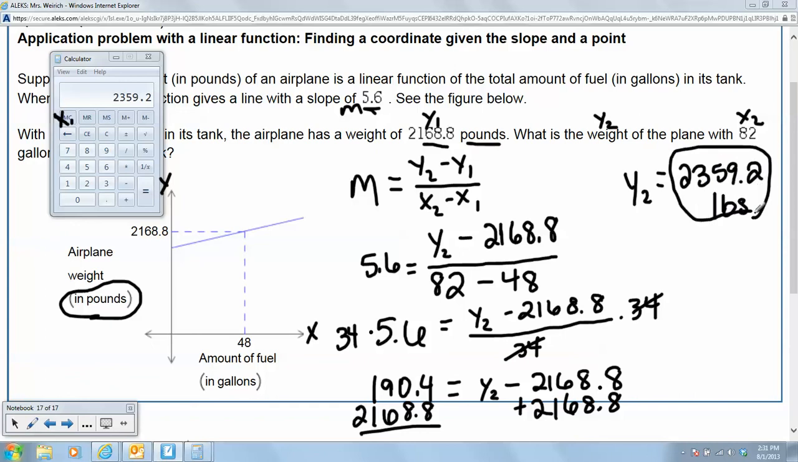Now, think about this for a second. On my graph, it says that 48 matches with 2,168. So we're asking, what is 82? 82 would be way over here, which is going to line up with a higher value. So did you get a higher value? Yeah, we ended up with 2,359.2. So this answer makes sense. You should at least make sure that the answer makes sense before you hit the next button.